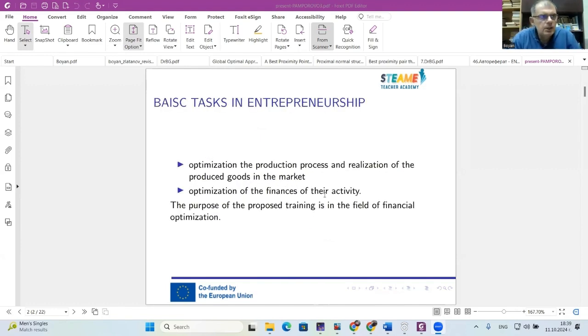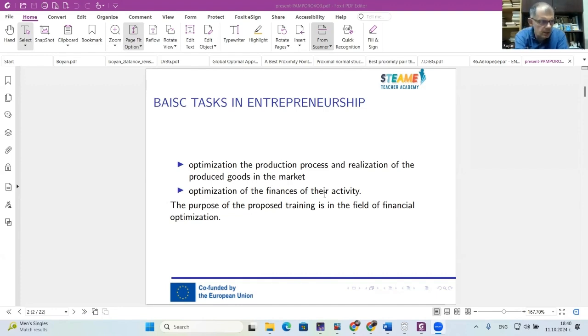Basic tasks which a small investor has to solve. If this is a big company, it has different structures in which they employ specialists who solve any problem with the knowledge that they have. But in the small business, the owner has to deal with all problems that arise. The first problem is the optimization of the production process and realization of the produced goods in the market.